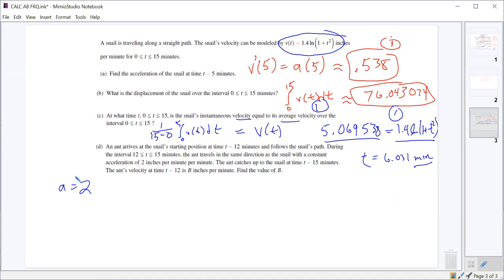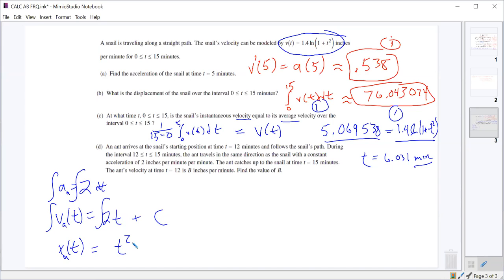So first off, if the acceleration is 2, we should be able to integrate that to get that the velocity ought to be 2t plus some constant. And if the velocity is 2t plus some constant, we should be able to integrate that to get the position function. And we'll call these acceleration of the ant, velocity of the ant, position of the ant. So the position of the ant ought to be t squared plus that constant times t.